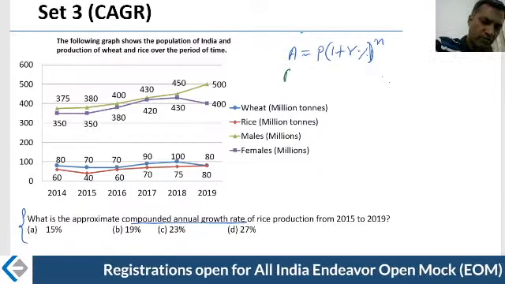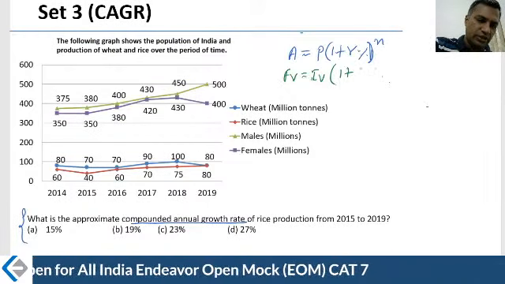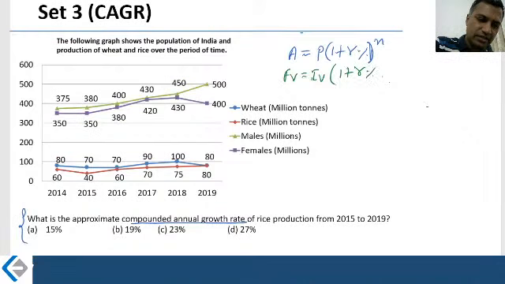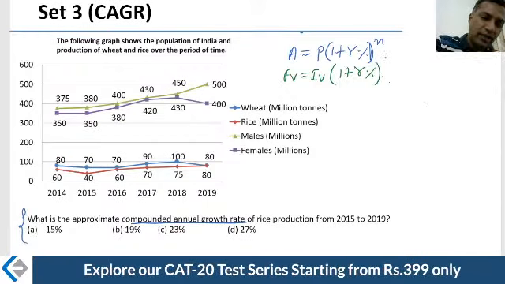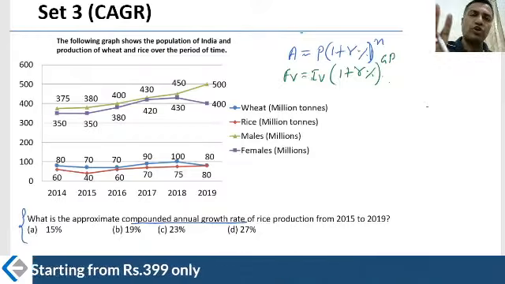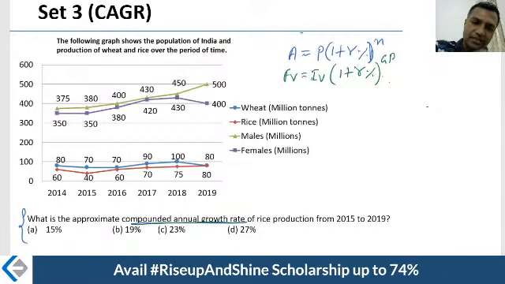Here, final value is equal to initial value times 1 plus R, raised to power n. Final value is actually the amount, and R stands for the growth rate. What is n here, friends? N here is nothing but the number of growth periods. This is what I want you to remember. That is how you calculate the compounded annual growth rate. This R is what I have to calculate. Every other piece of information is given.